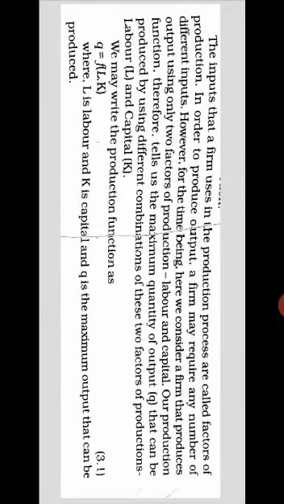Today we are going to continue with this concept. The inputs that a firm uses in the production process are called factors of production. All the things they are going to use under the production process, we will call them factors. Basically, factors are divided into four groups: land, labor, capital, and entrepreneur or organization.